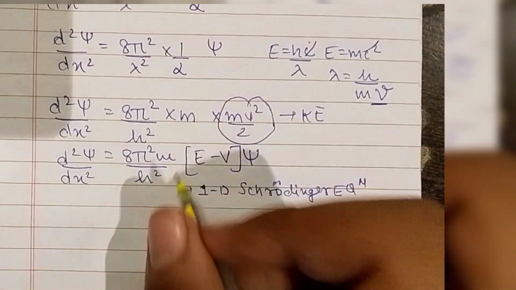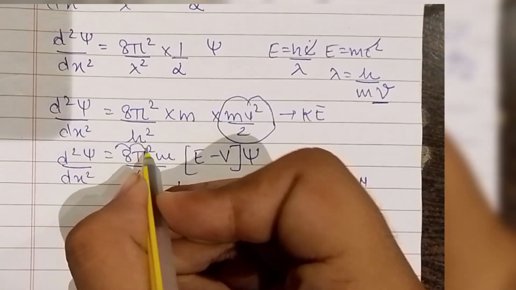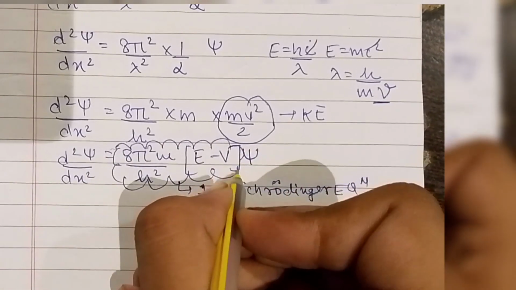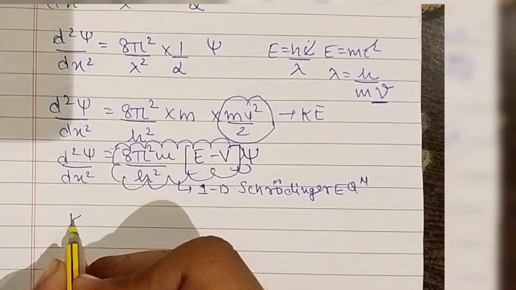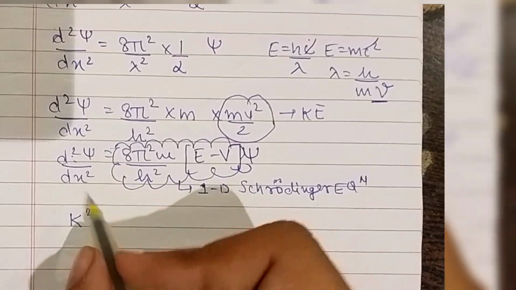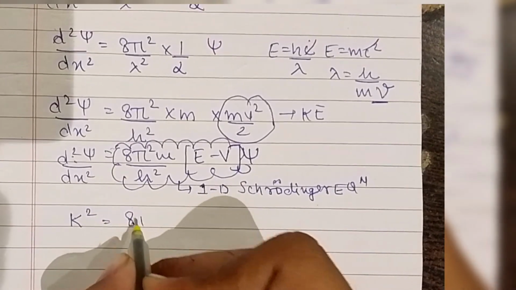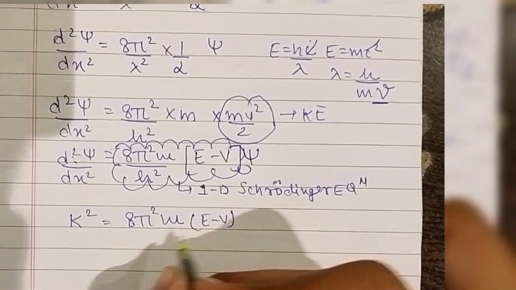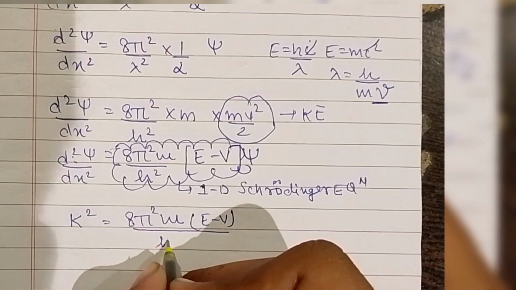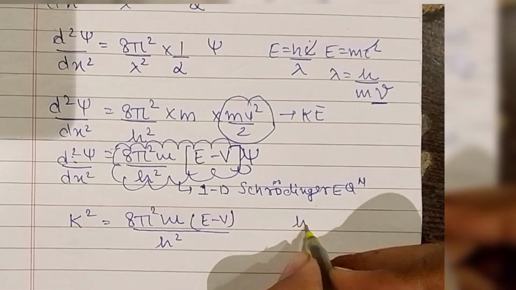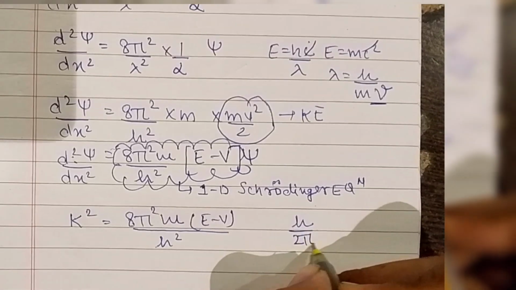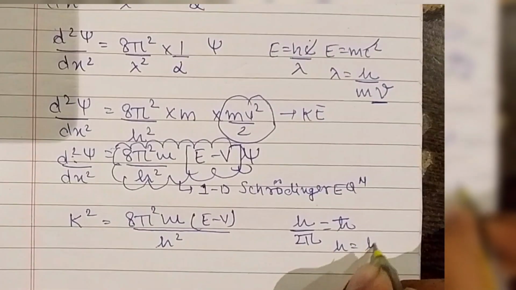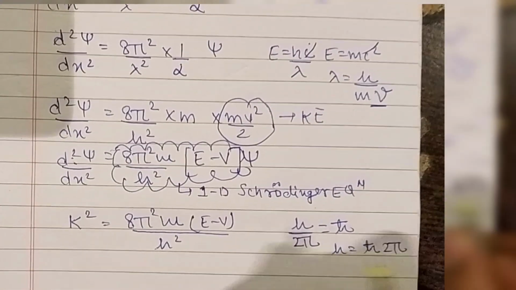Okay, so now this part which I am highlighting is a constant, and the constant is to be taken as k square because we differentiate twice. So 8 pi square m (E minus V) upon h square, and we know h upon 2 pi equals h bar. So h is equal to h bar 2 pi.